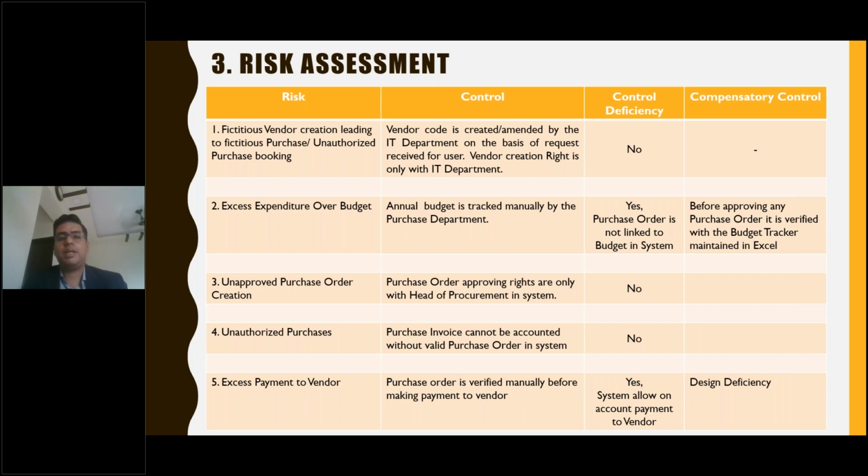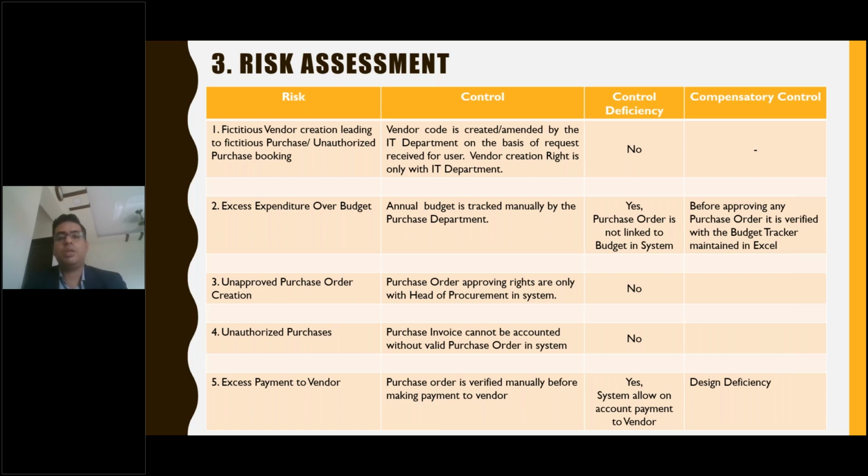In many cases, this budget is not linked to the system or the purchase order. It is tracked manually. So there can be such a gap where it is not automatically linked, but it is manually verified before approving any purchase order. So here there is a control deficiency in this case, that the purchase order is not linked to the budget in the system. But there is a compensatory control here: before approving any purchase order, it is verified with the budget tracker maintained in Excel, and then only the approval is given for the purchase order.